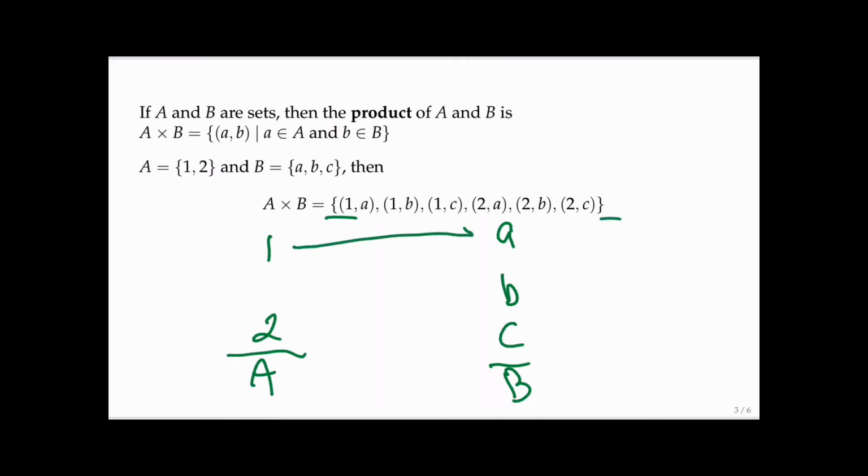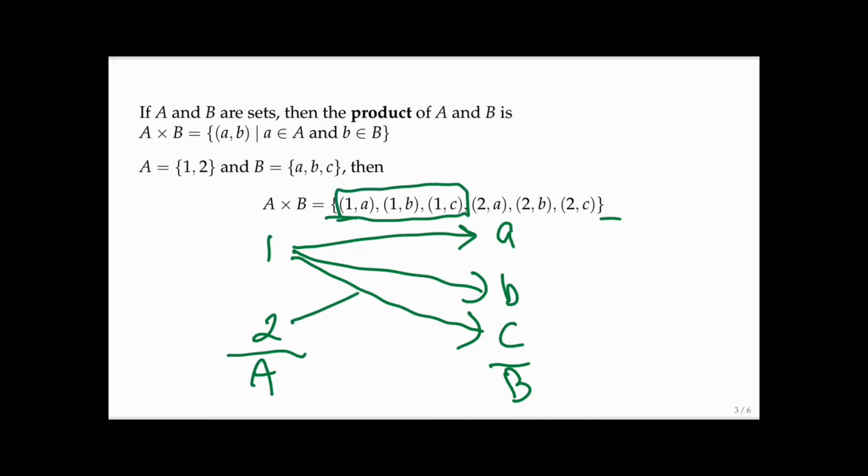So 1 gets matched with A, 1 gets matched with B, and 1 gets matched with C. That's the first 3 tuples here. And then you do the same thing for 2. So 2 gets matched with A, 2 gets matched with B, and 2 gets matched with C. So you have the remaining 3 tuples right there. So A cross B is this set of tuples. Formally it's a set of tuples, but we can often visualize it by drawing a graph. So you draw all the elements of A on one side, all the elements of B on another side, and then you draw arrows from one side to the other when you match up elements.